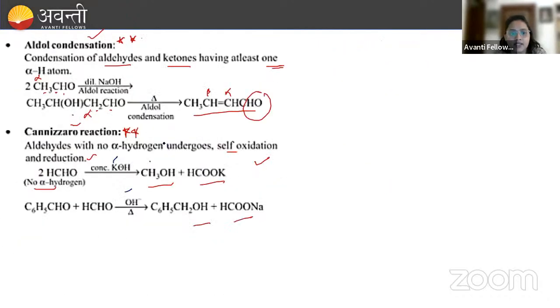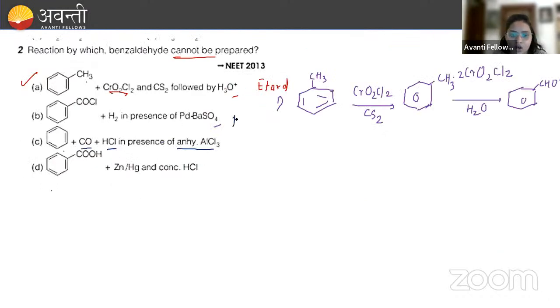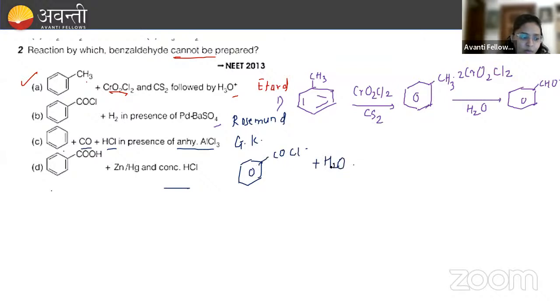So that's why these three reactions, Etard reaction, Rosenmund reaction, and Gattermann-Koch reaction, in everyone benzaldehyde is forming. The last reaction, in which the acid reacts with Zn-Hg and concentrated HCl, there is a formation of a product where COCl and H2O has been removed. So from that, the reactant given in option D will not give us benzaldehyde as our product.